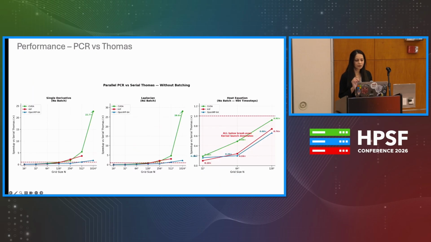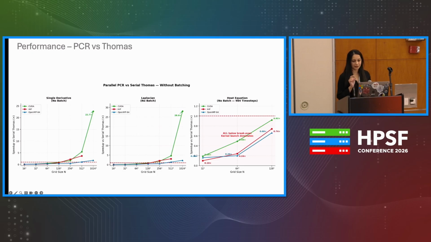For single derivative and the Laplacian, PCR does eventually beat serial Thomas on GPU, but only at very large n. And at n 128 cubed, CUDA is still at 0.92 times, which is below breaking even. You only start to see real gains at n 512 cubed and beyond.